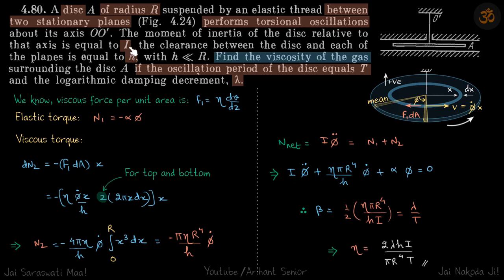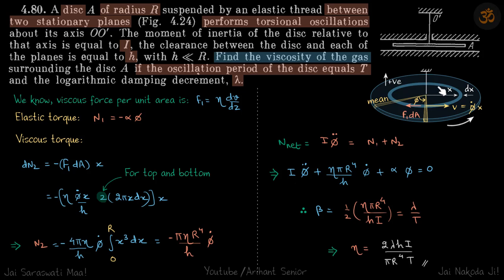Moment of inertia is I. The gap between the disk and the planes is h. So this gap is h. On the top the gap is h and on the bottom also the gap is h. Find the viscosity of the gas if the oscillation period is T and the logarithmic damping decrement is lambda.